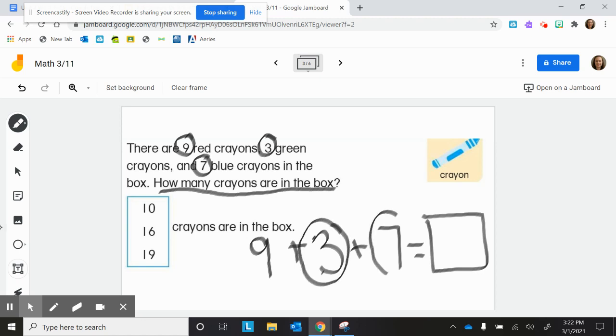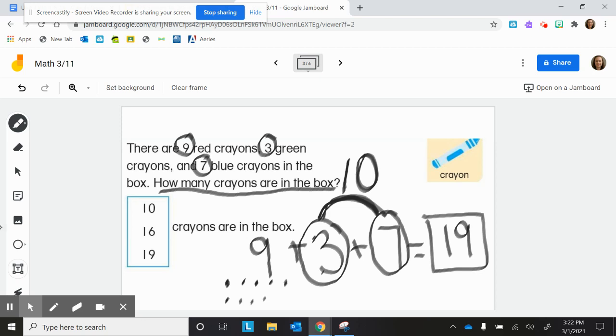Oh, 3 and 7 make 10. I hear some of you saying that. So let's make our rainbow here. 3 and 7 make 10. Now 10 plus 9 more is what? 19. Good job. 10 and count 9 dots, right? We could have drawn 9 dots here.